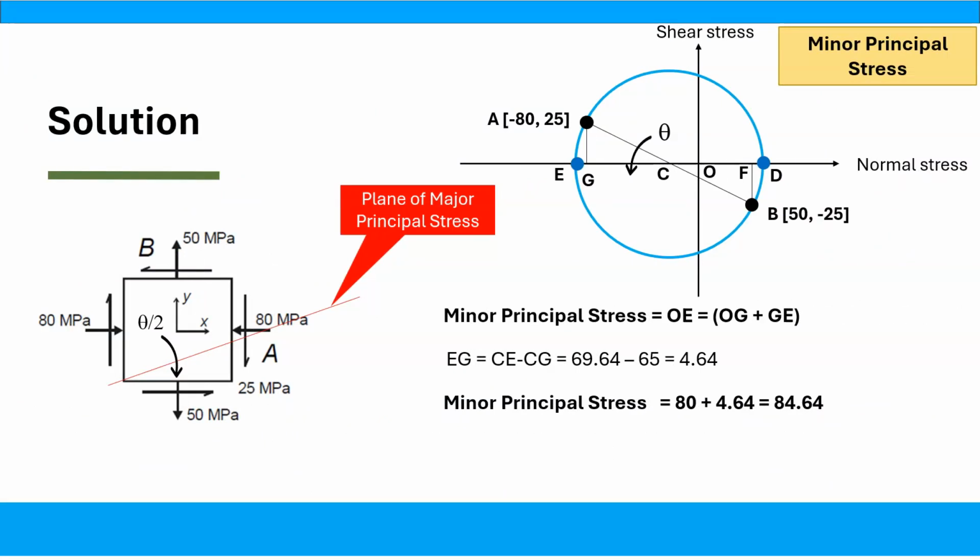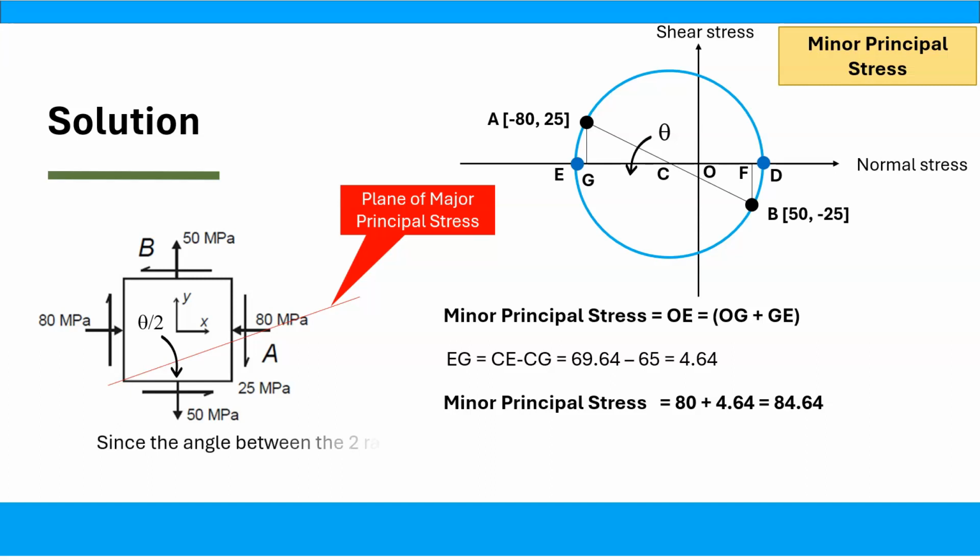The minor principal stress is given by the length OE. This can be written as OG plus GE. The length EG is equal to CE minus CG. The CE is the radius, which we have found as 69.64. CG has also already been found as 65. Therefore, EG is equal to 69.64 minus 65. That is 4.64. Therefore, the minor principal stress is 80 plus 4.64, that is equal to 84.64 megapascal compressive.